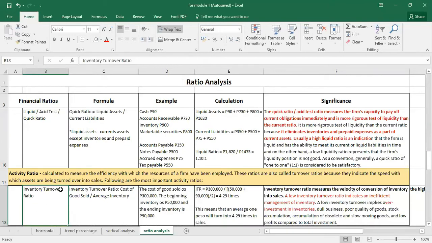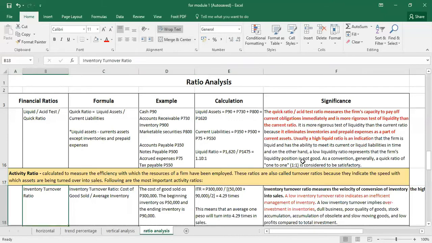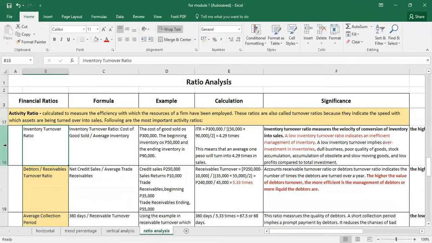Activity ratio. Ang activity ratio natin is calculated to measure the efficiency with which the resources of a firm have been employed. So, efficiency, ginagamit natin, proper allocation, proper use of all the resources. This ratio are also called the turnover ratios because they indicate the speed with which assets are being turned over into sales. Paggamit ng mga assets natin, pag-convert ng mga assets natin into sales. So, the first one is the inventory turnover ratio.